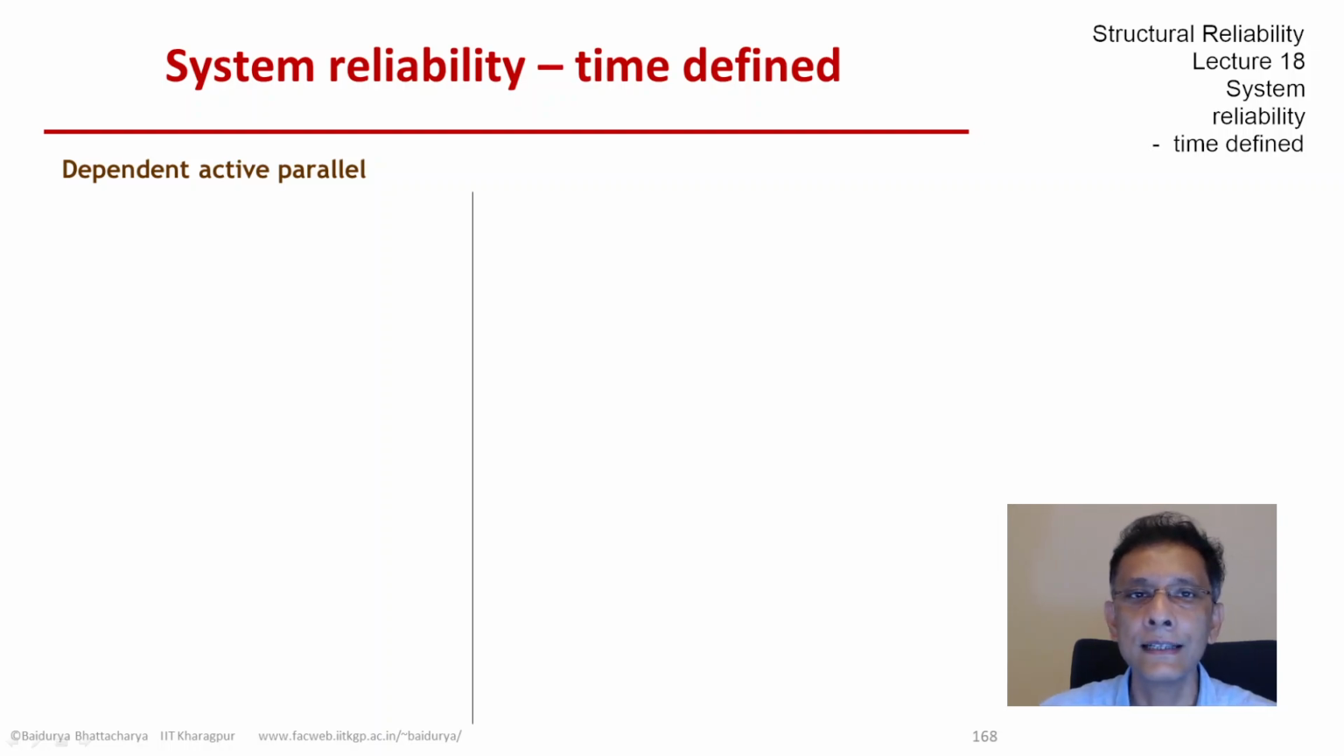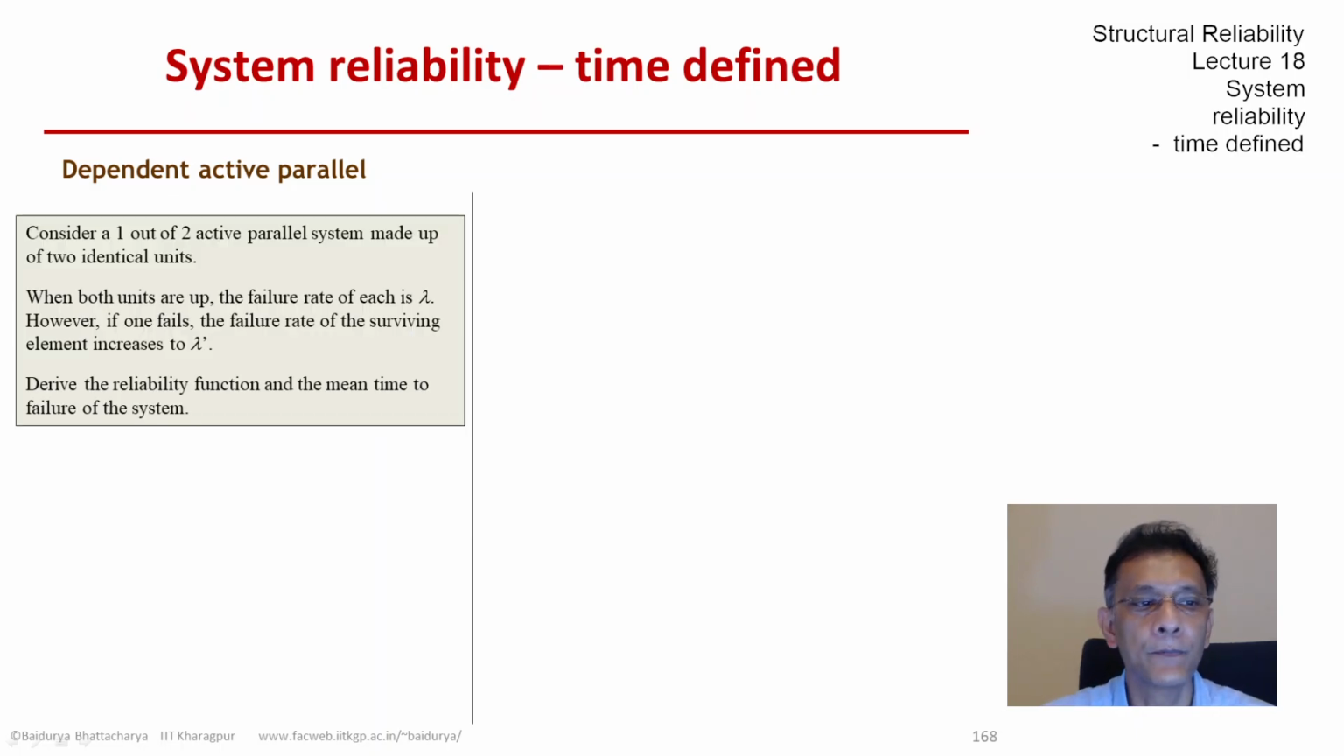After looking at systems made up of independent elements in various configurations, let's switch gears and look at the simplest possible system with dependent elements, and that's what you see: dependent active parallel with just two elements. So it's a 1 out of 2 active parallel system. The two units are identical. They're also exponential in nature, meaning that their time to failure is exponentially distributed.